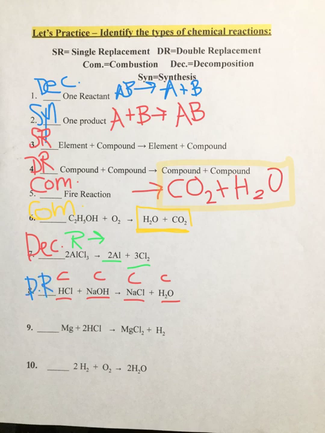Let's go ahead and take a look at this one. This is an element. It's all by itself. And it's a compound next to it. So this is an element. This is a compound. On this side of the arrow, this is a compound. And this is an element. Element and compound on both sides of the arrow are going to be a single replacement.